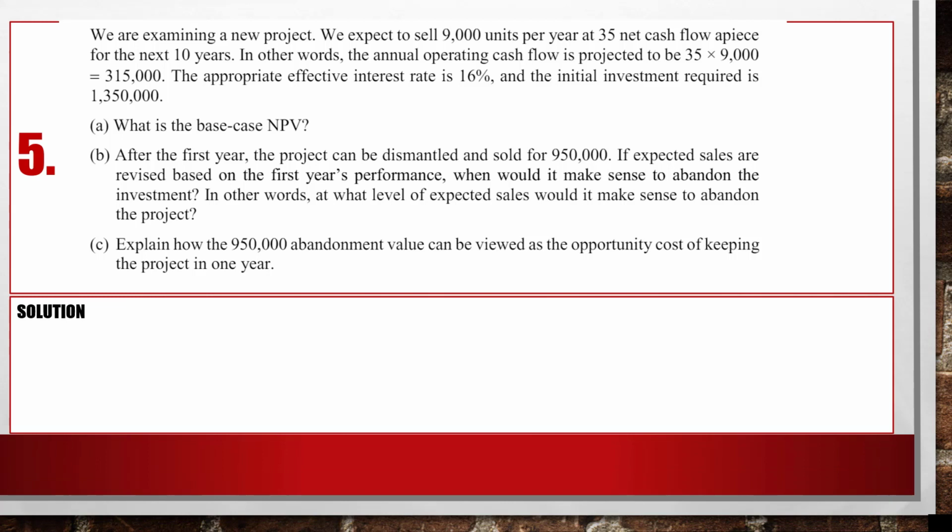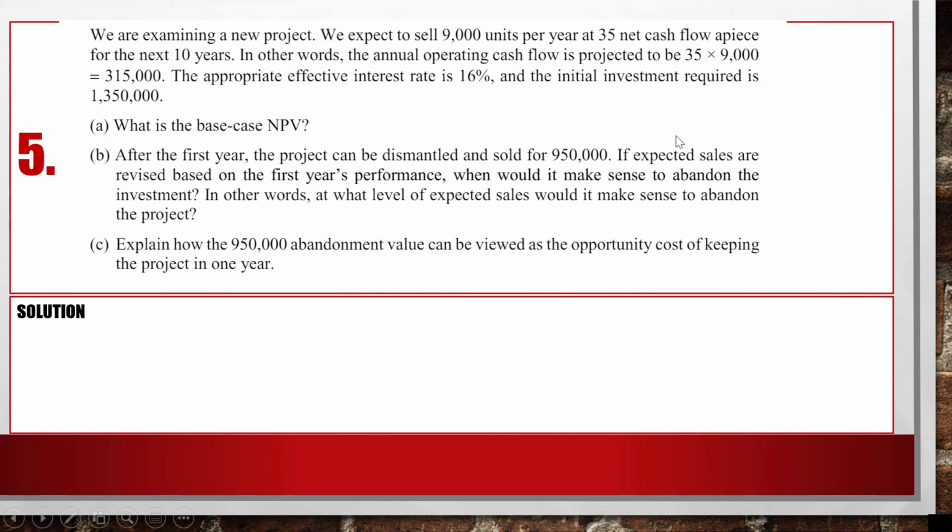Problem 5. We are examining a new project. We expect to sell 9,000 units per year at $35 net cash flow apiece for the next 10 years. In other words, the annual operating cash flow is projected to be 35 times 9,000, which is $350,000. The appropriate effective interest rate is 16%, and the initial investment required is $1,350,000. A. What is the base case NPV?